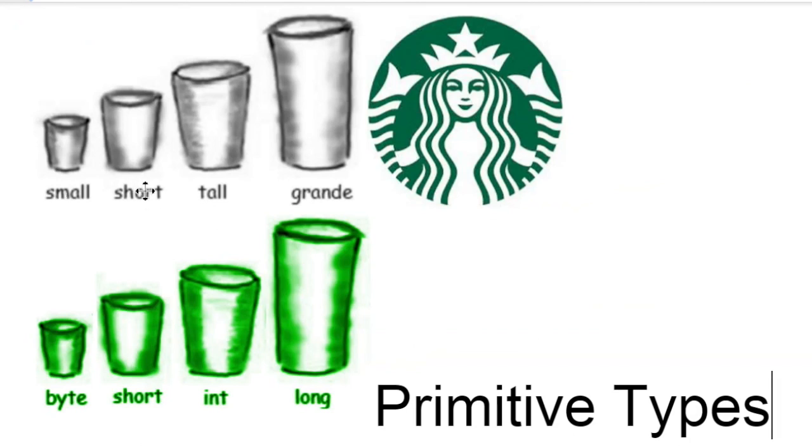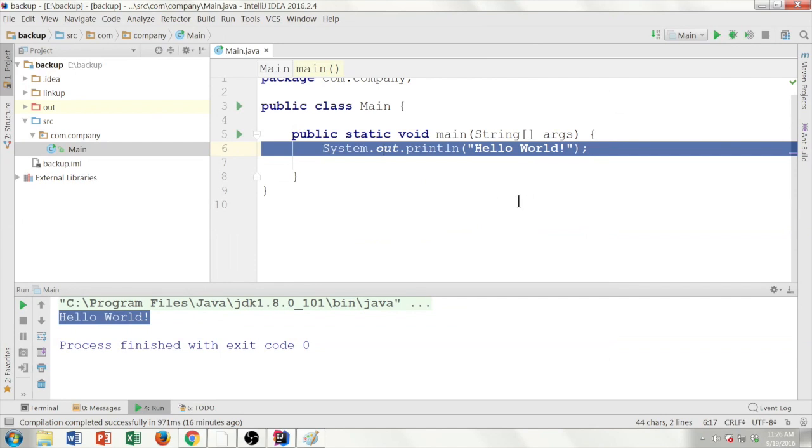So a great analogy to use when trying to understand primitive types is cup sizes at Starbucks. You have your small, short, tall, and grande cup sizes. And similarly, in Java, you have your byte, short, int, and long, quote-unquote, cup sizes in Java. So it's just basically the amount that you can hold within one of these types. So what we're going to do is go ahead and see one of these primitive types in action. So what I'm going to do is go ahead and triple click to select this statement and delete it.